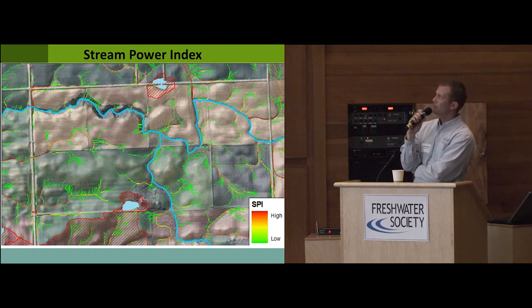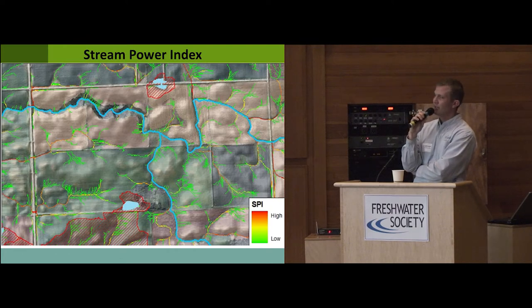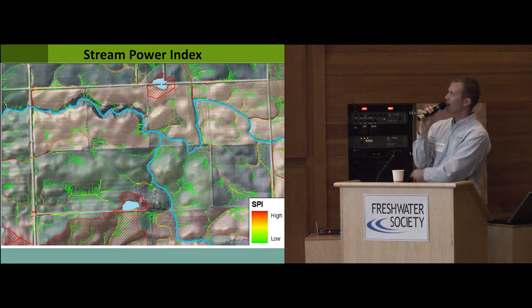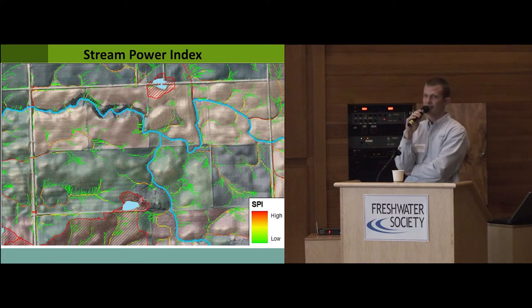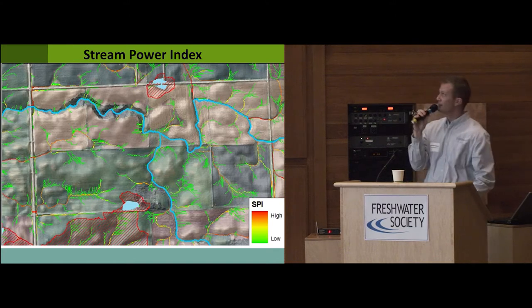Kind of one of the shortfalls of the stream power index is it really doesn't take into account some of the land use that's actually occurring out there. So, you know, if you're looking at, for example, let's say this particular piece of land was actually enrolled in CRP or something like that, you would still get these same values because all we're looking at is the physical characteristics of the landscape and not so much the land use of that particular piece of land.